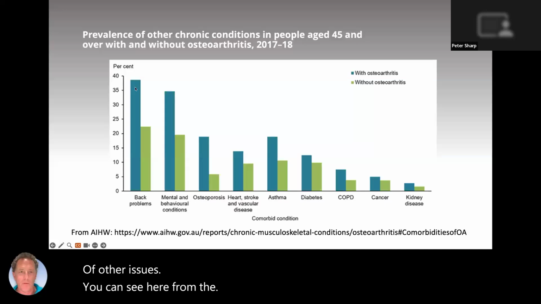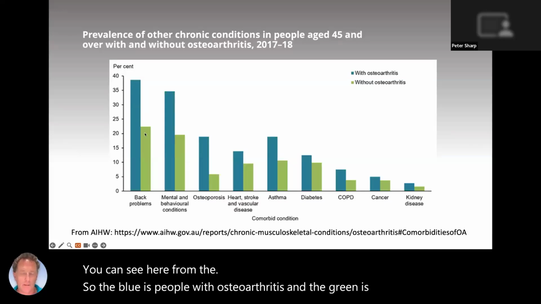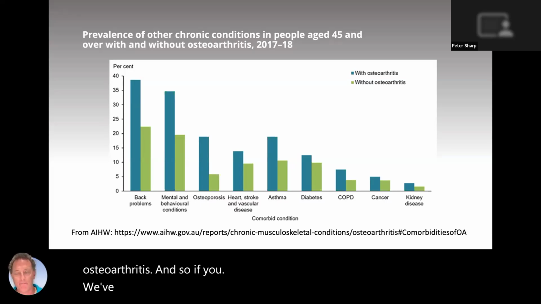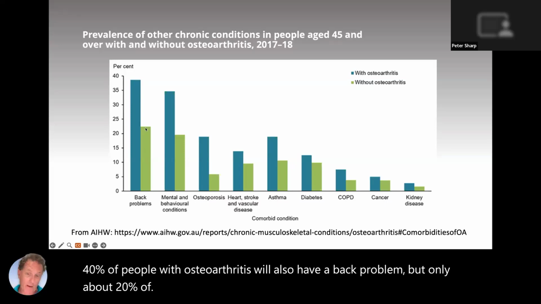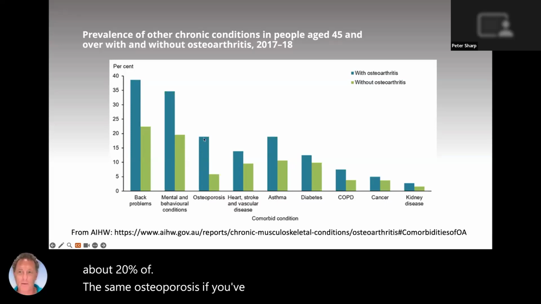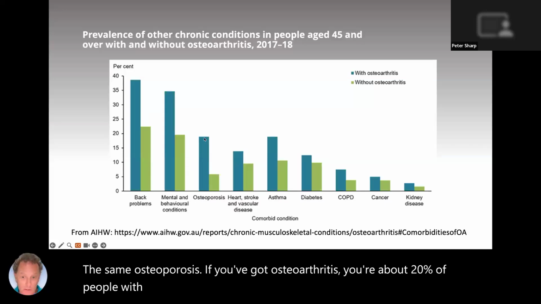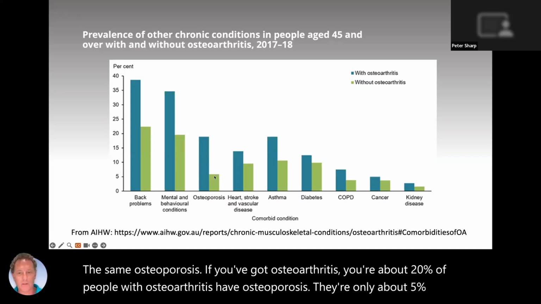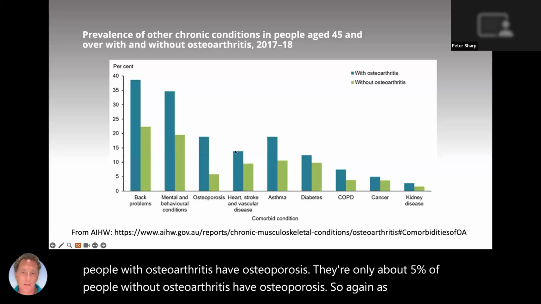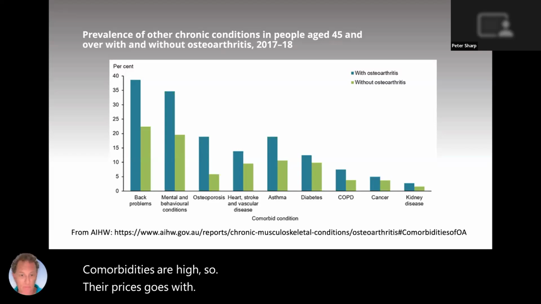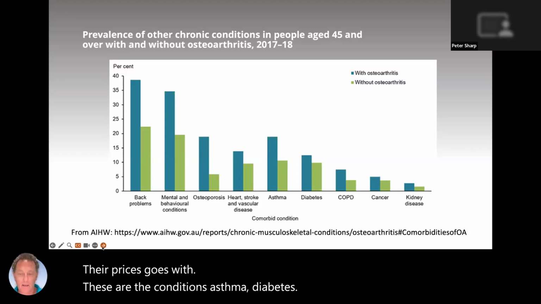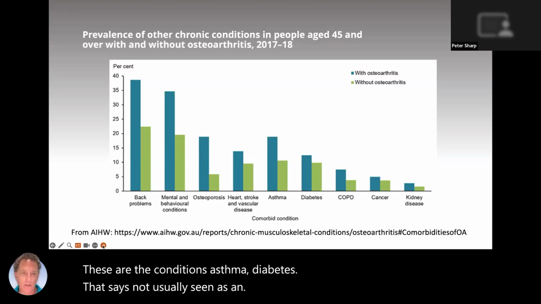So the blue is people with osteoarthritis and the green is people without osteoarthritis. And so if you've got osteoarthritis, about 40% of people with osteoarthritis will also have a back problem, but only about 20% of people without osteoarthritis have a back problem. And mental health problems are the same. Osteoporosis. About 20% of people with osteoarthritis have osteoporosis, but only about 5% of people without osteoarthritis have osteoporosis. So again, as I said, the comorbidities are high. So osteoarthritis goes with all these other conditions, asthma, diabetes, and the list goes on. So it's not usually seen as an isolated one-off condition.